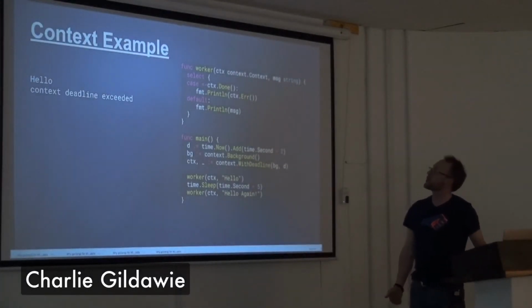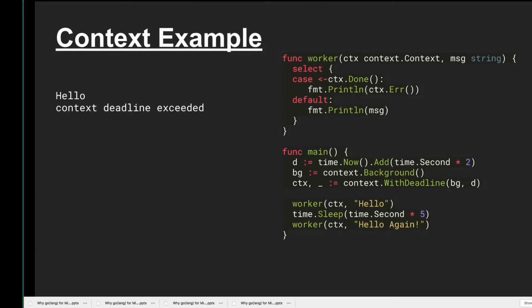Here is the simplest example I could think of for a context. We have a function called worker, and worker takes a context and a message. Its only job is to check to see whether the context is done. If the context is done, it's going to error. But if it's not done, it's going to print the message. So it's either going to print something or error.